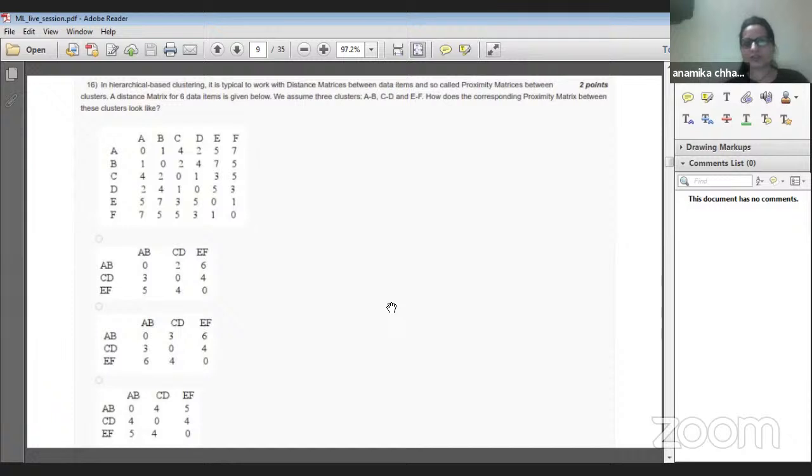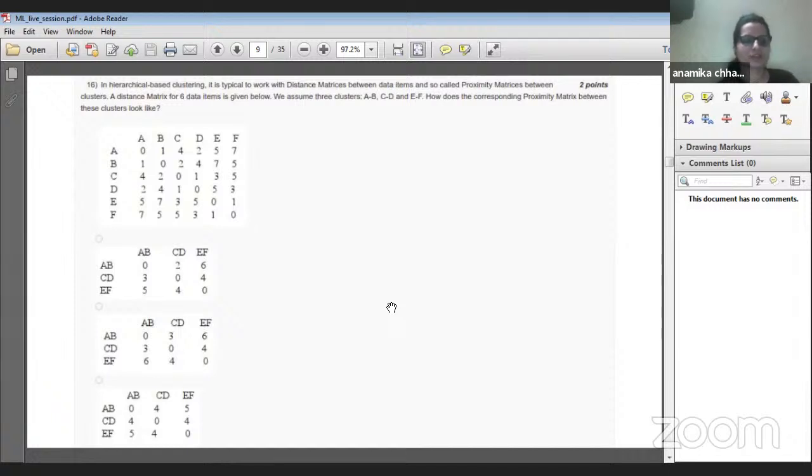It's typical to work with distance measures, distance matrices between data items, and so-called proximity matrices between clusters. So here we are given 6 elements and we are given the distance between them. Now we assume 3 clusters. So assume that from A, B, C, D, E, F, you have gone up to the next level. You have to go to AB, CD, and EF. So how does the corresponding proximity matrix look like?